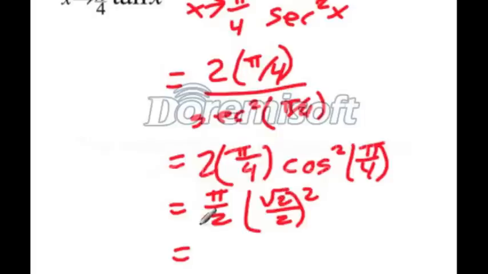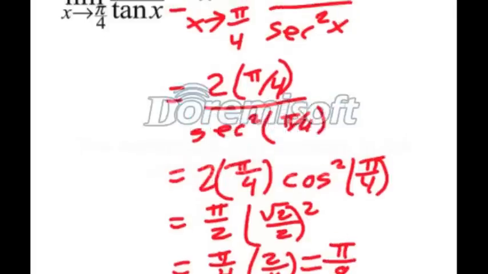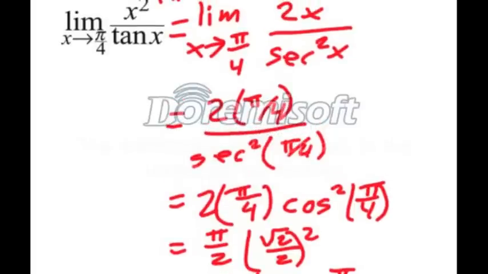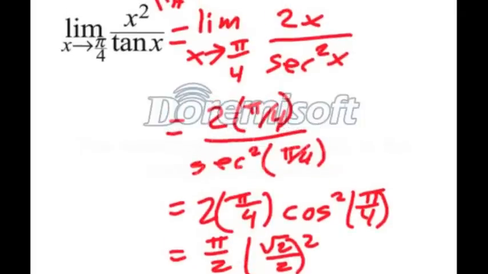Squaring that is going to be 2 over 4. So we have pi over 2 times 2 over 4 for a grand total of, well, a little simplifying, a half pi over 8. Okay. The problem is that limit is actually not pi over 8. Why not? What did we do wrong? Well, what we did wrong, I intentionally was doing this with the danger that L'Hopital's rule doesn't work here.